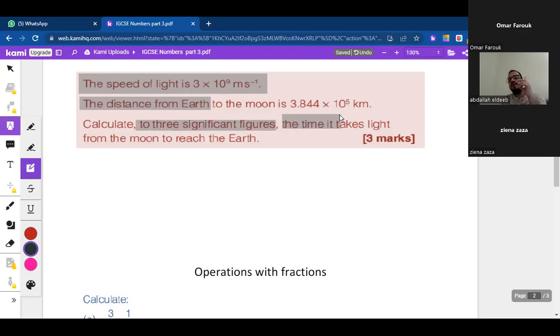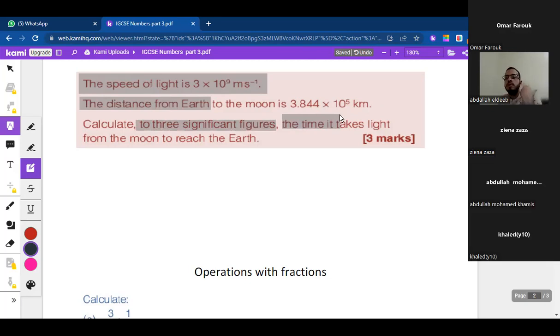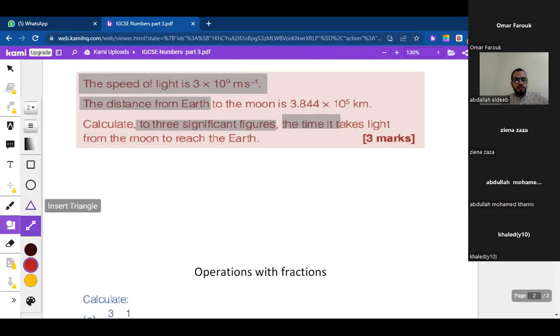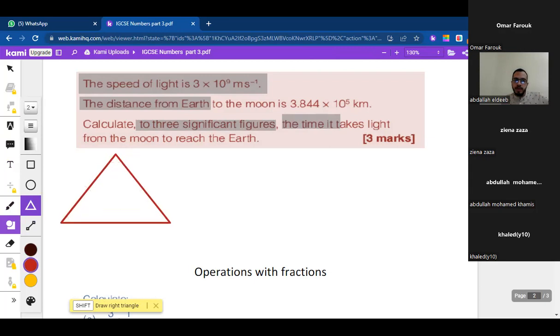Guys, who studied physics or still studies physics now? Who knows the formula of speed, distance, and time? I studied physics. Speed equals distance over time. Distance equals speed times time. Time equals distance over speed. Yes, actually, thank you, Abdullah.